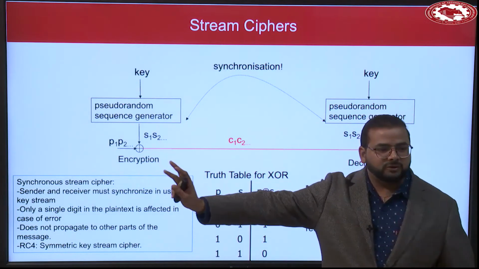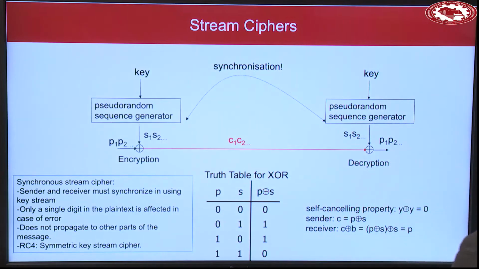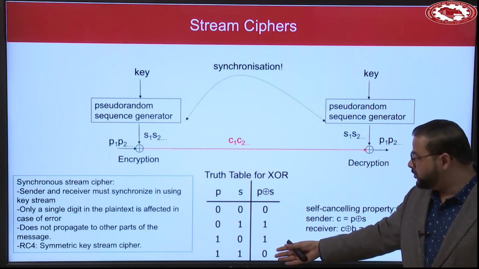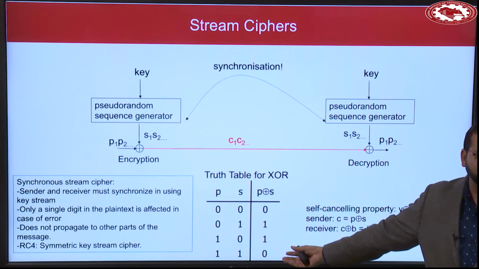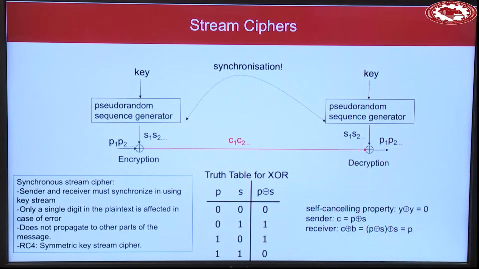We know what XOR is. What is the property of XOR? Truth table: if both bits are the same, the outcome is 0. If bits are different, the outcome is 1. Now, in most cryptographic or mathematical algorithms, XOR is really popular. Why? Why are we doing XOR, not AND or any other operation? Why XOR?